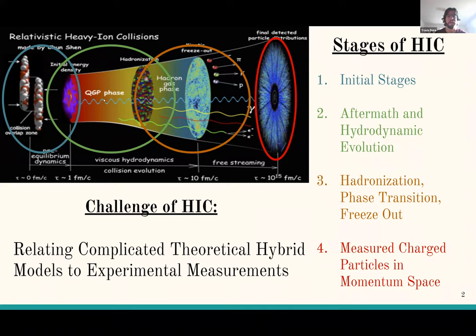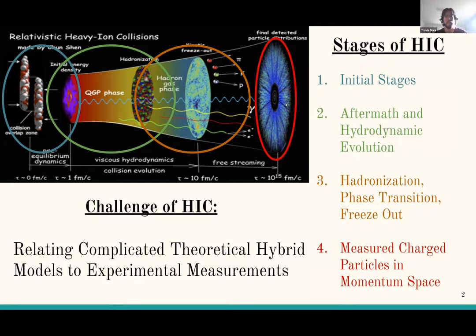And you notice that these are connected, and there's kind of a disconnect here. That's because the main challenge is really connecting these complicated hybrid theoretical models to what we see in the experimental data, right? Because at the end of the day, the data is the data, and there's a lot of unknowns going on here and a lot of parameters, and it's not always clear how to map exactly the physics we are trying to model here to the data here, right?